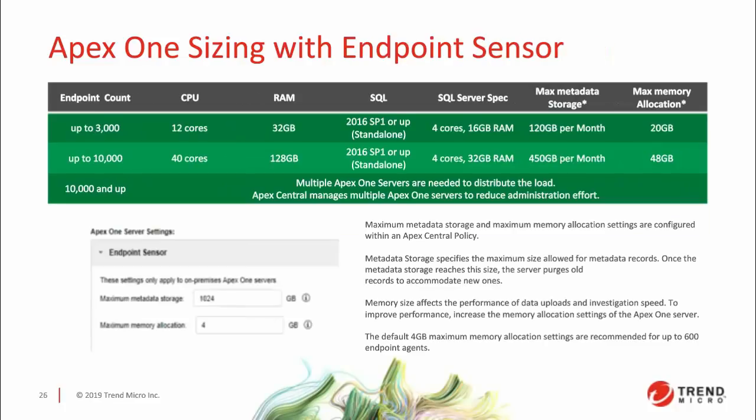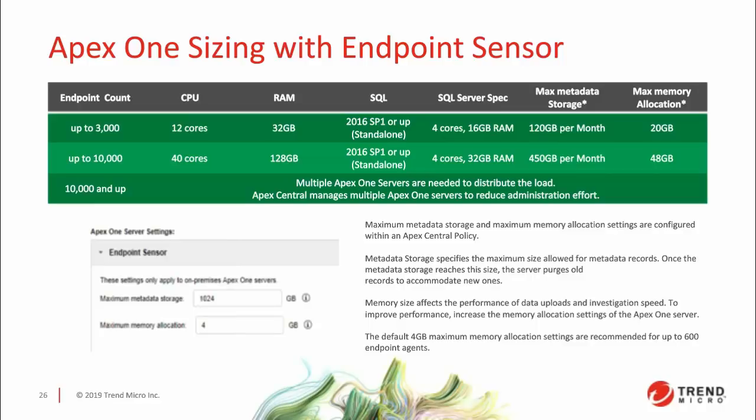So the Apex One sizing with endpoint sensor changes it just a little bit. You can see here the endpoint count for 3,000 has risen to 12 cores and 32 gigs of RAM. And you're going to need to really monitor the metadata storage and the maximum memory allocation we discussed previously. So we'll get into the metadata storage in, I think actually we already did that one, but we can review it later as well.